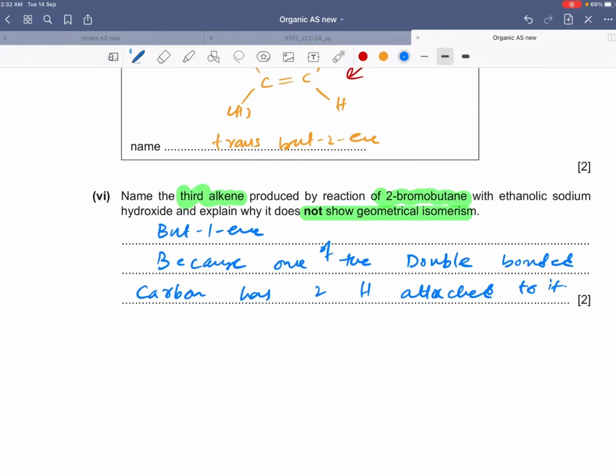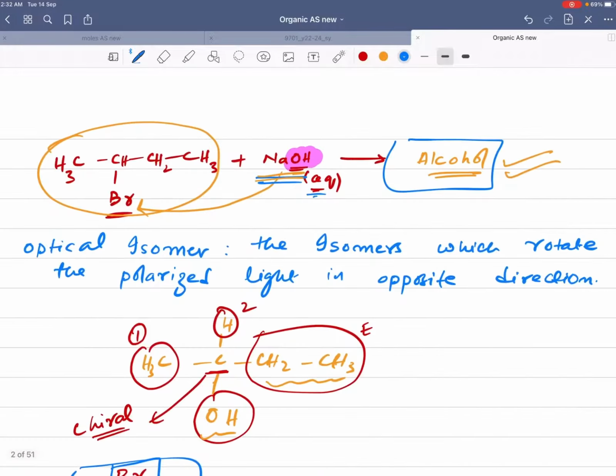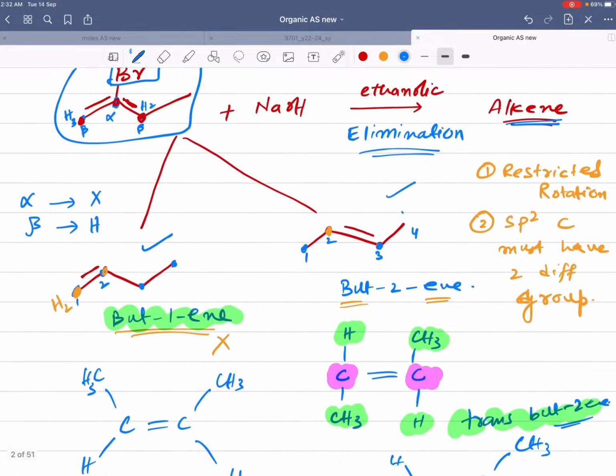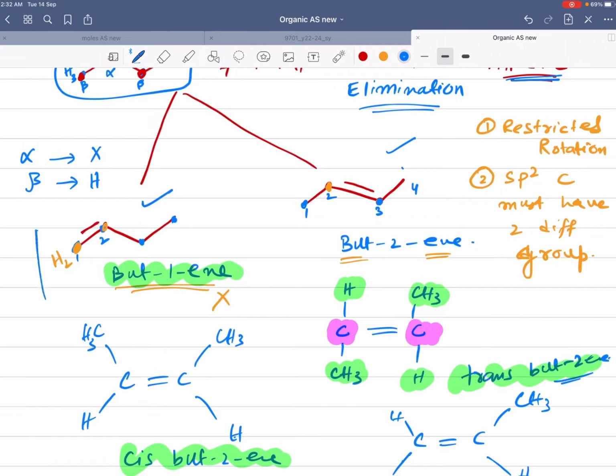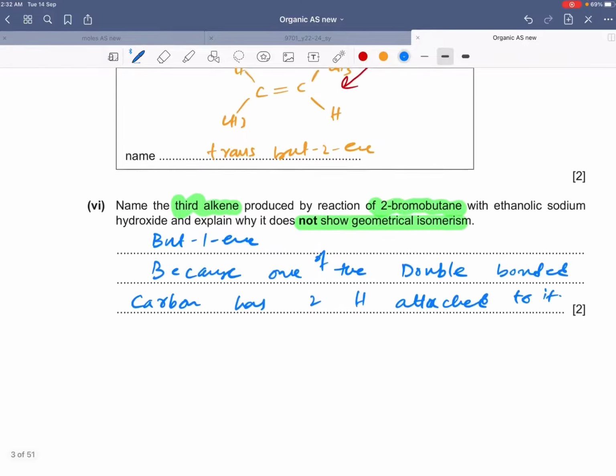Or you can say that it does not have two different groups attached to it. So as we just have drawn it here, butene. This butene has two hydrogens attached to it. This carbon here has two hydrogens attached to it, and that's why it does not show geometrical isomerism, right? So I hope you get the idea here.